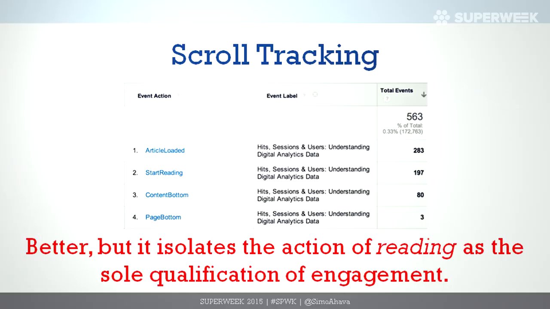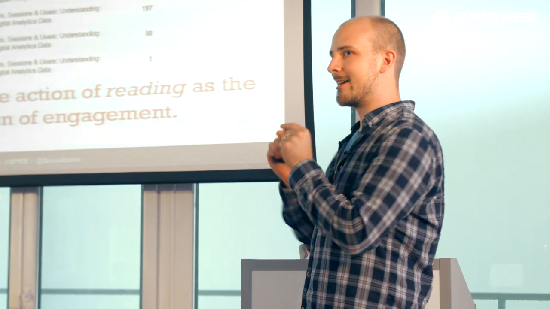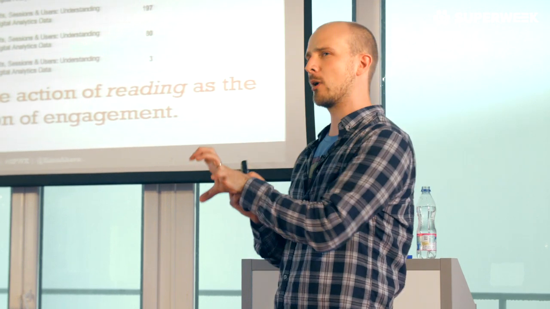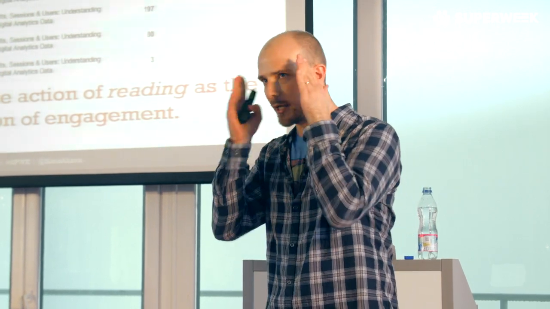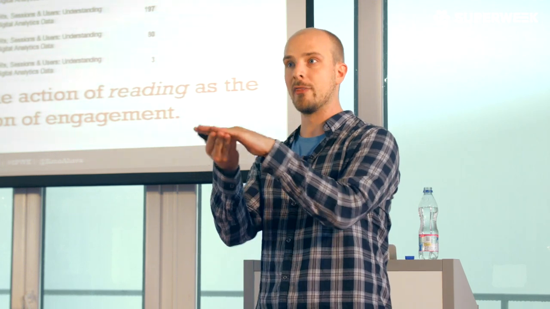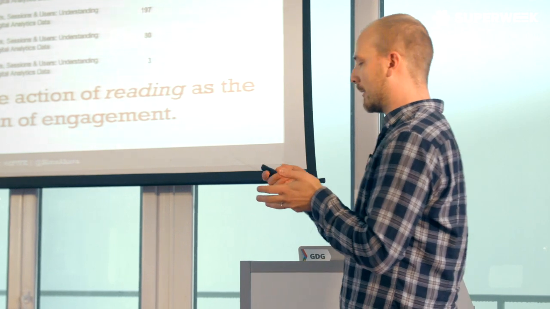I mean, it's much better than adjusted bounce rate. It actually tells you if people are scrolling through your content. The problem, for example, for me as a publisher, because I have a blog that I love, like my own baby, is that it isolates the action of reading. So the action of reading becomes the only qualification of engagement. I'll be looking at those scroll depth reports and seeing that conversion only occurs when they've reached the end, or maybe at 50%. But the way I want to think about it is like this.